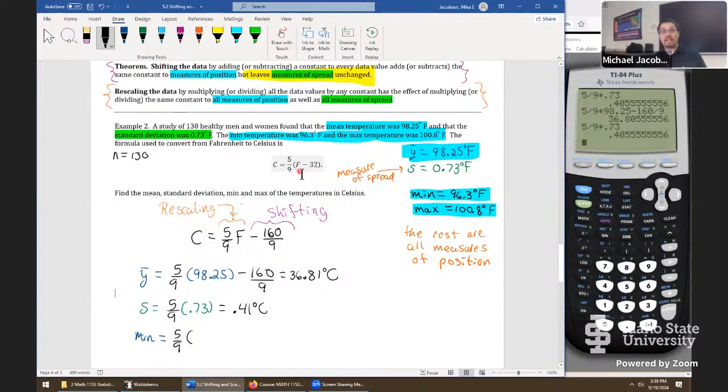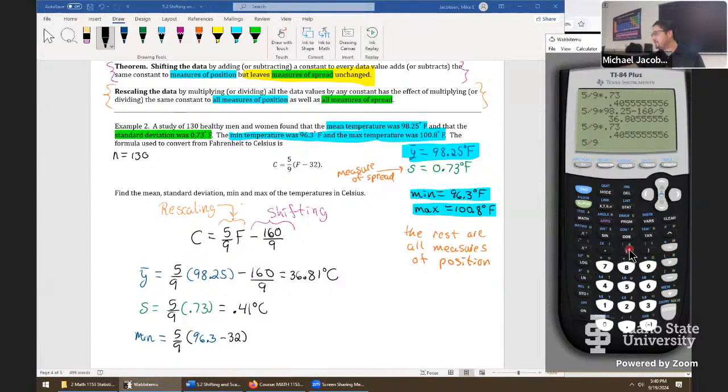Using this formula, just to show how that different approach will go, we'll put in 96.3 degrees in that position, minus 32 degrees. So back in the calculator, another 5 divided by 9. This time a parenthesis to contain that whole group, 96.3 minus 32. So the min was 96.3 degrees Fahrenheit, and now in Celsius, 35.72 degrees.